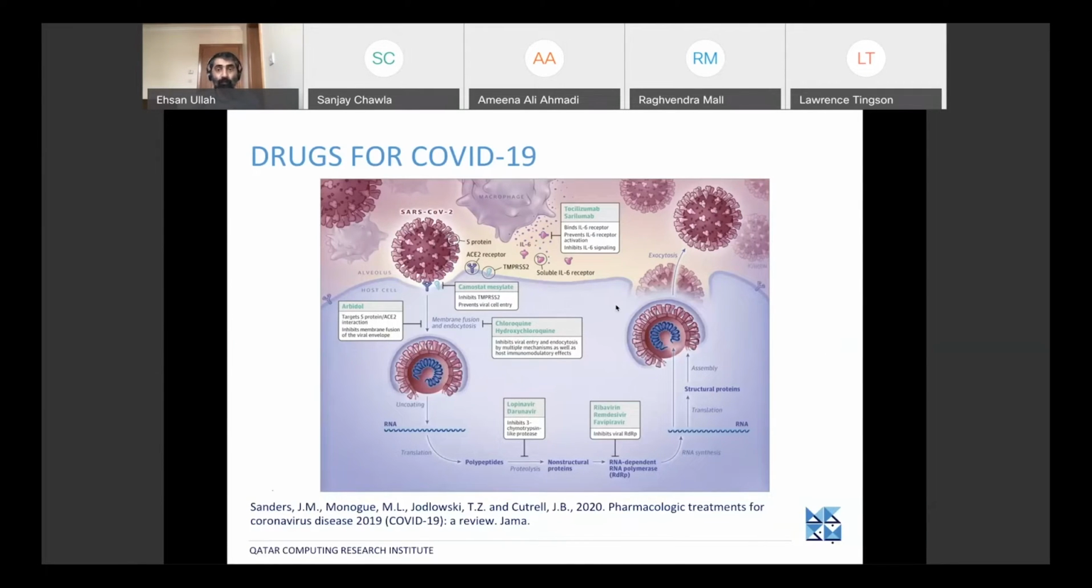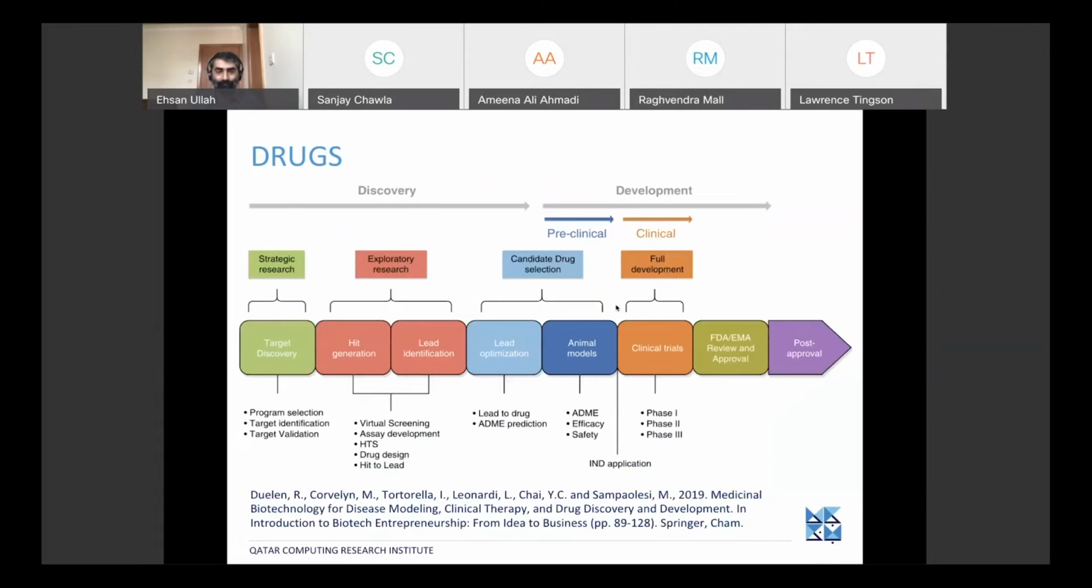Sorry, Ehsan, a quick question. So where in that life cycle, the pipeline you were showing, where is the role of AI? At which stage can AI and machine learning play the most important role?